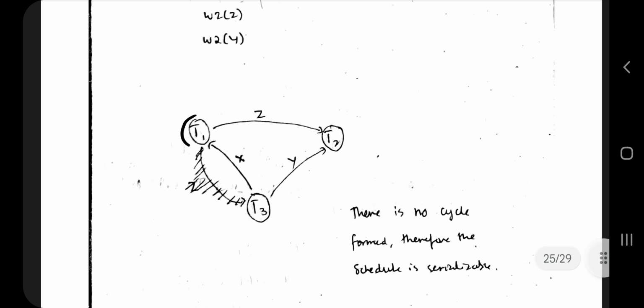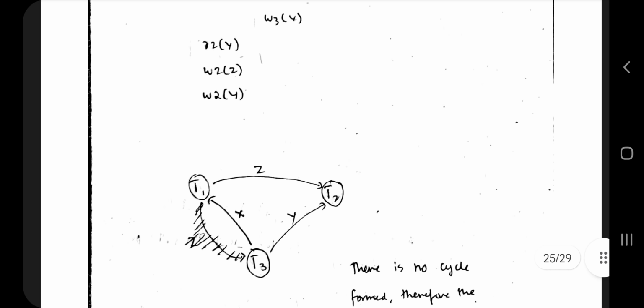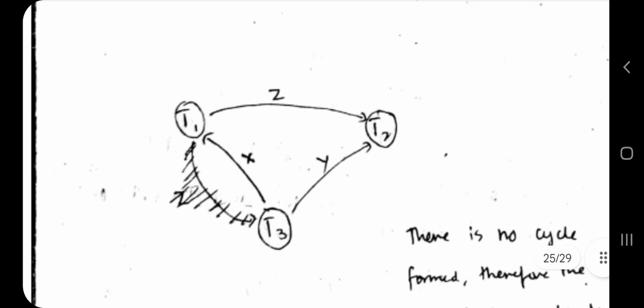For the graph, first you have to make T1, T2 and T3, and from where it is happening, from R1 till, this is T1, this is T2. So from T1 to T2 make a line and write Z there, because on the operation Z, the read or write operation is differing. Okay, that was for this one.